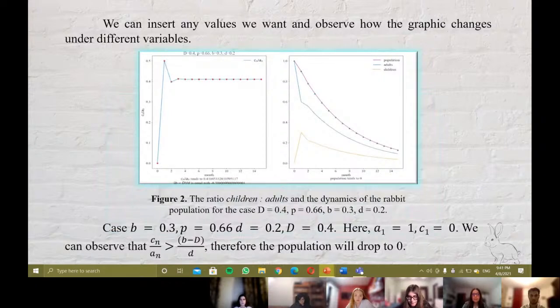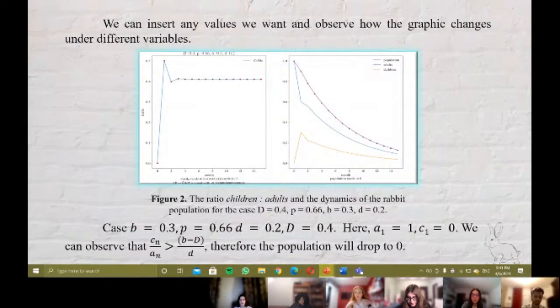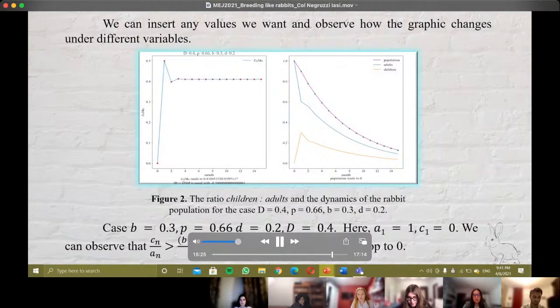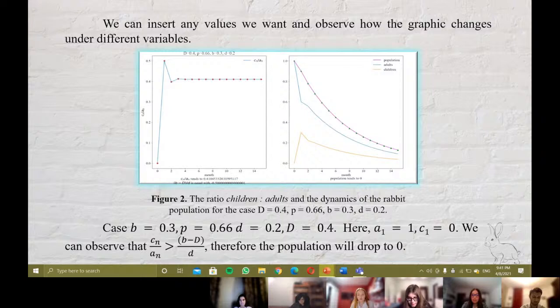We can insert any values we want and observe how the graphic changes under different variables. When B is 0.3, P is 0.6, D is 0.2, and capital D is 0.4, with A1 equals 1 and C1 equals 0, Cn divided by An is greater than B minus capital D divided by D. Therefore, the rabbit population will tend to 0 because the number of adults will drop significantly.